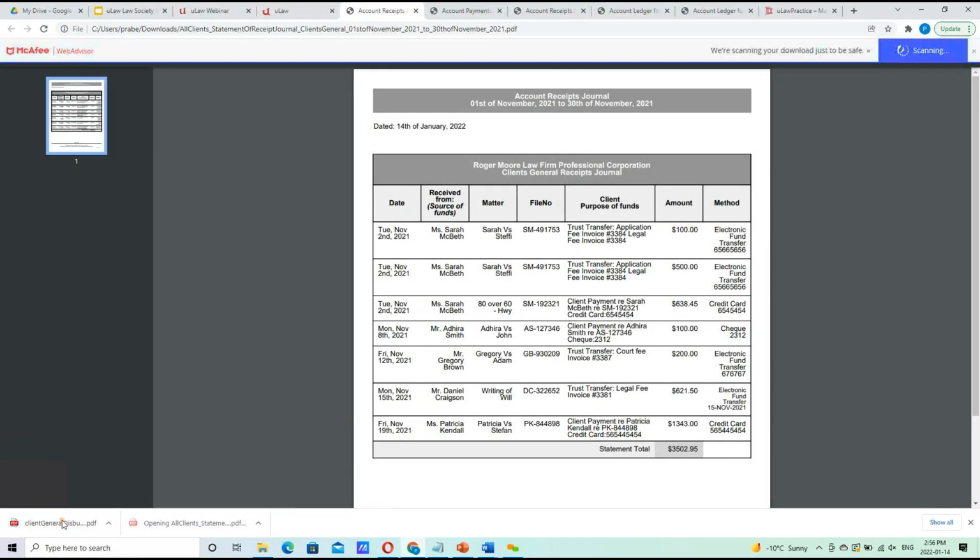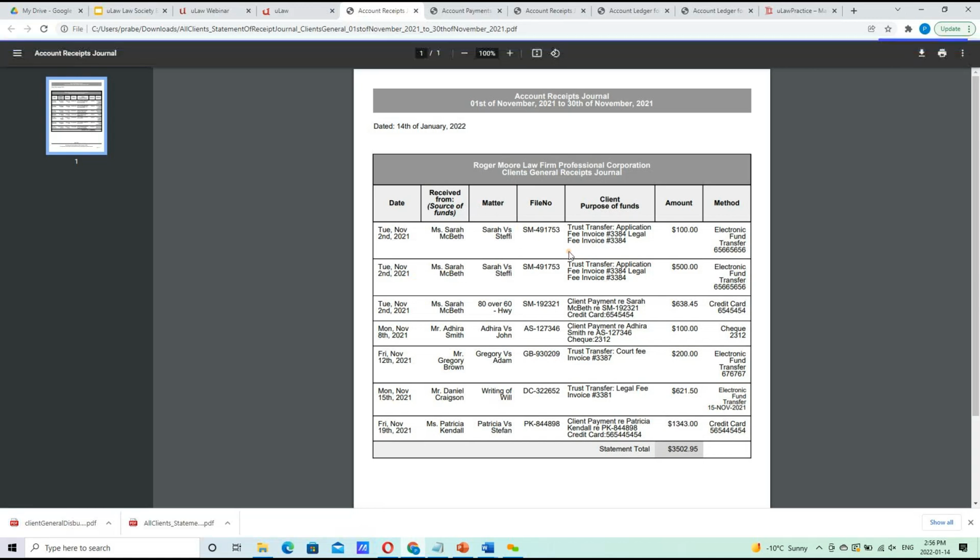First, the general receipts journal, money coming into the general account. So you did that trust transfer, and hence money coming into the general account resulted in $100. For the same Sarah versus Steffi, you can see these both belong to the same invoice of 3384, and that was another $500, both using the same electronic fund transfer. So keep that in mind.